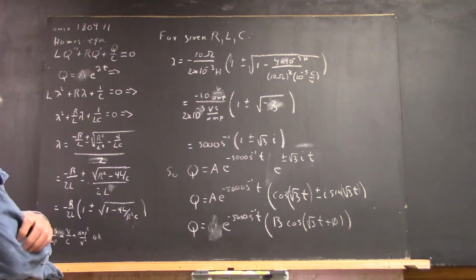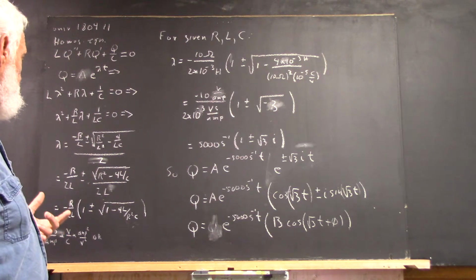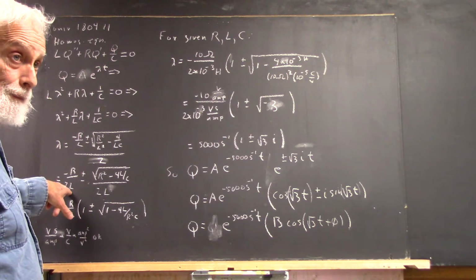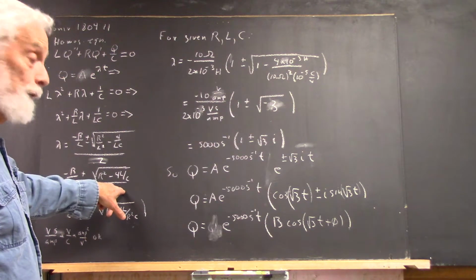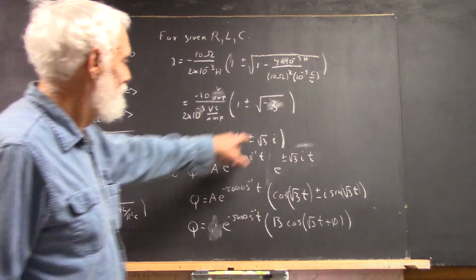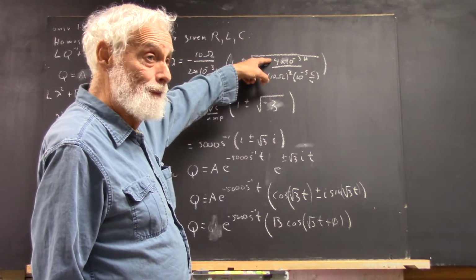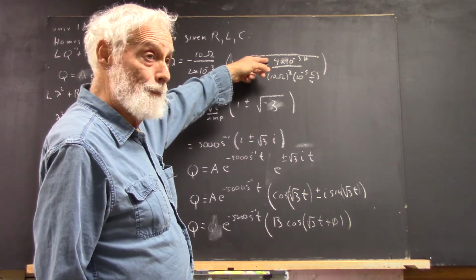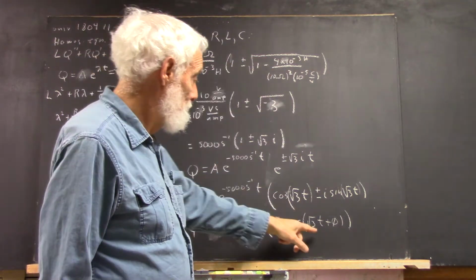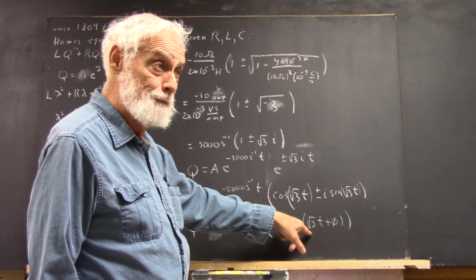But the other thing we can do is decrease the inductance. Now that's going to have an effect over here too, on the square root of 3 here. If we decrease the inductance, this number gets bigger, which gives us a bigger number in front of t, which means we're going to have a higher frequency.